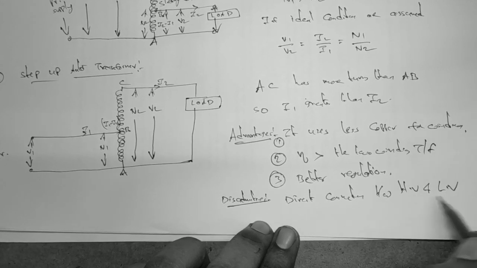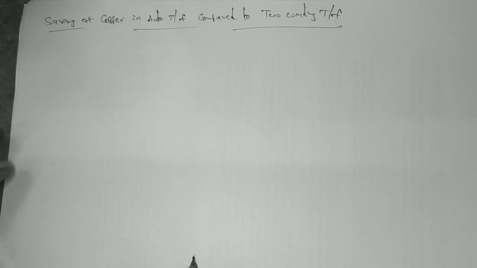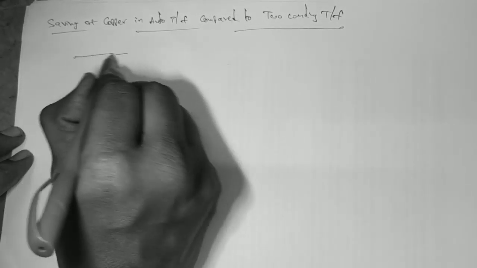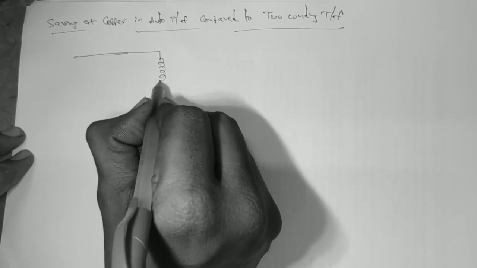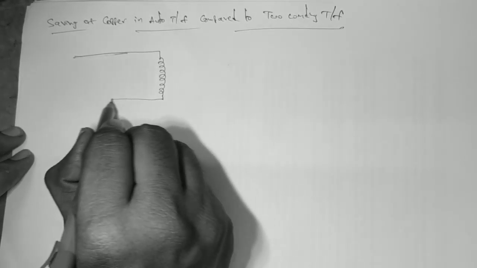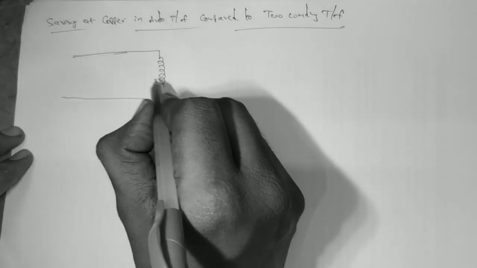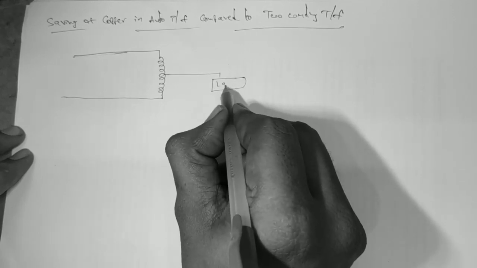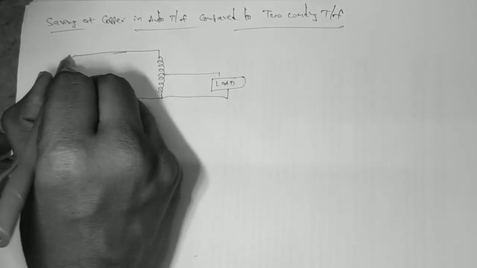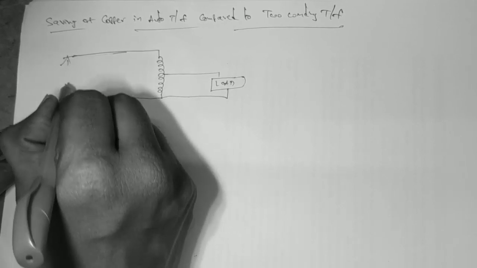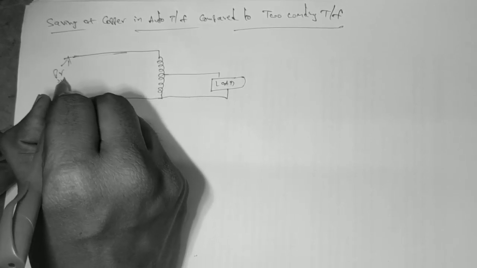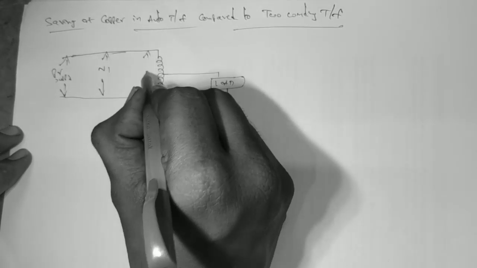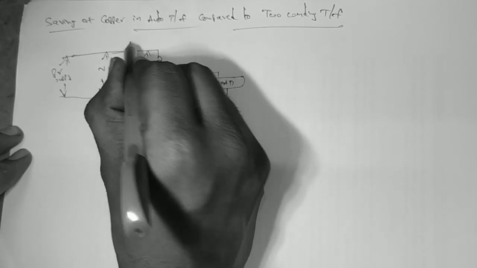Coming to the saving of copper in auto transformer, let us derive how much copper is saved. For this, let us consider a step down auto transformer in which N1 turns will be higher compared to the N2 turns. So that is supply side windings will become higher compared to the load side number of turns, where V1 is the voltage across the primary supply side, and V2 is the voltage across the load side. Current flowing in primary is I1, and N1 is the number of turns in primary.